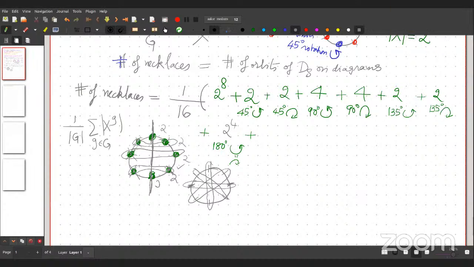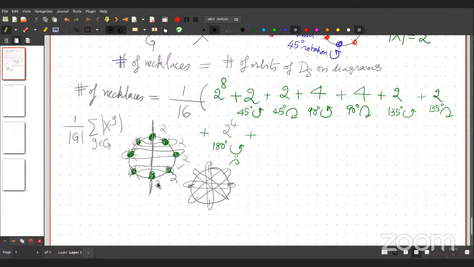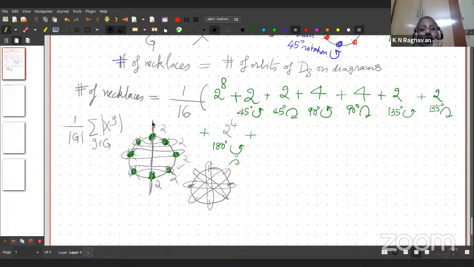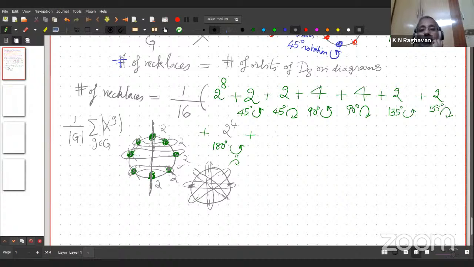So what's the answer? 2 raised to power 4. I see 5 2s here. But the top point and the bottom point. No, it is the reflection through this. Okay, correct. 2 raised to the power 5. Do you agree? Right. Okay, good. 2 raised to the power 5.